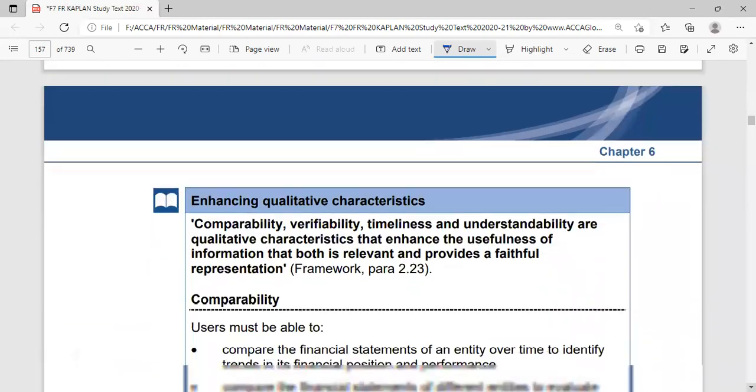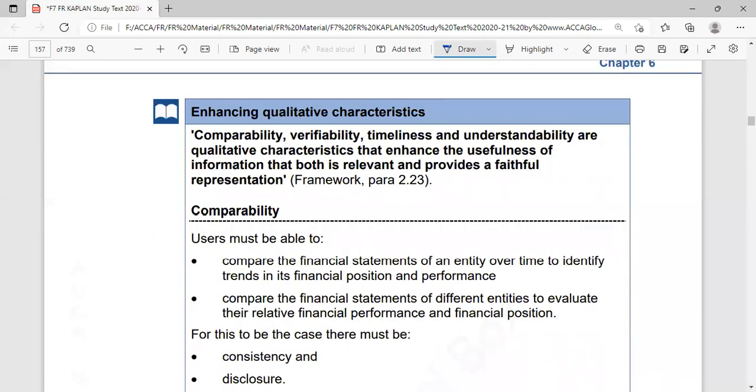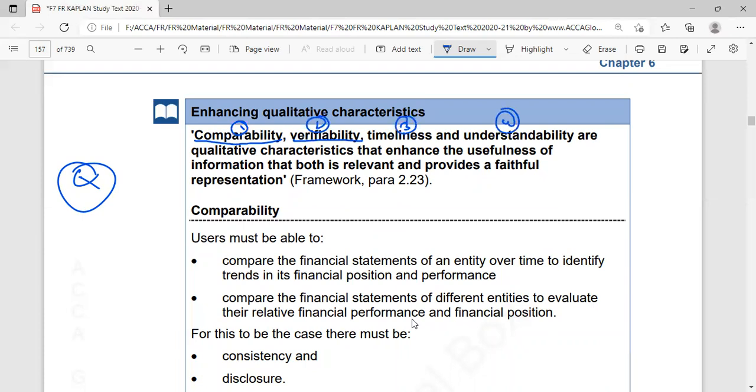And then the next one is enhancing qualitative characteristics. So there are four enhancing qualitative characteristics. The first one is comparability, the second one is verifiability, the third one is timeliness, and the fourth one is understandability.